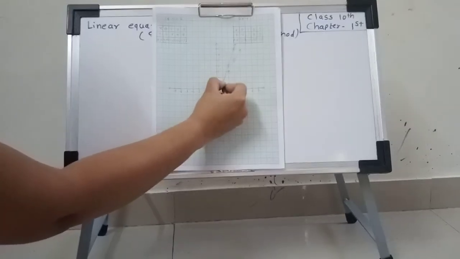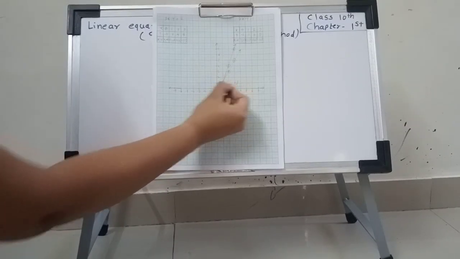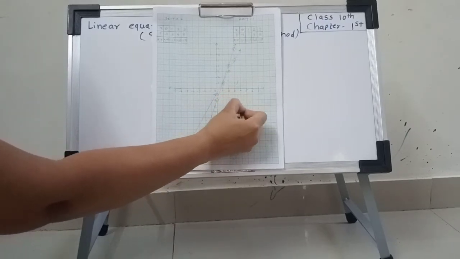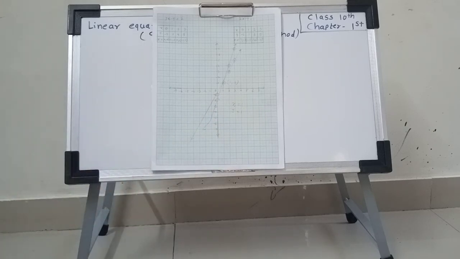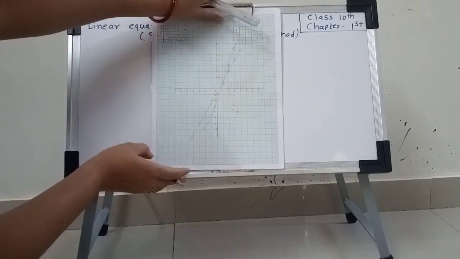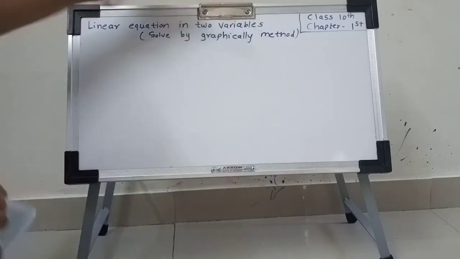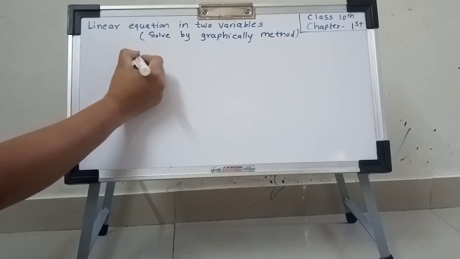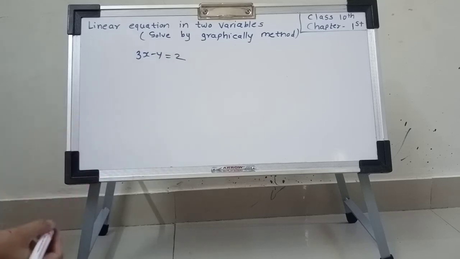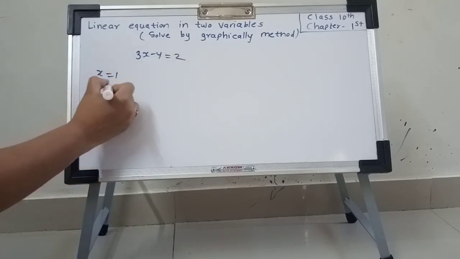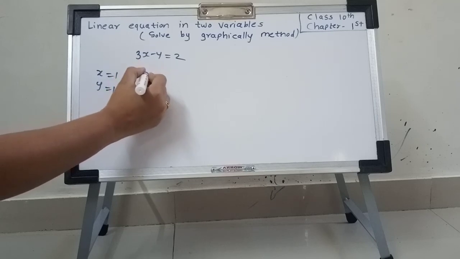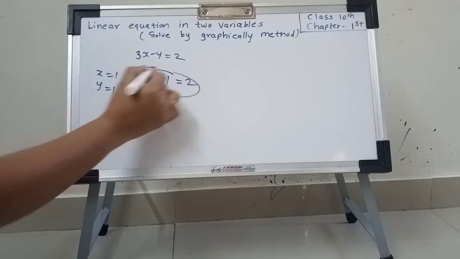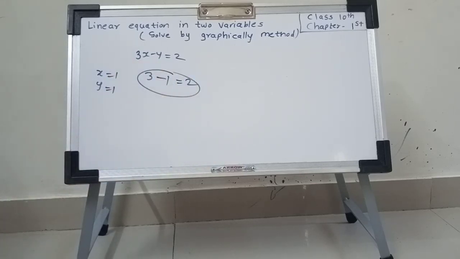Both the lines touch here at this point (1, 1). Means our solution of the linear equations is x is equal to 1 and y is equal to 1. Understand? We can plot all the equations the same way. Our equation is 3x minus y is equal to 2. Our solution is x is equal to 1, y is equal to 1. When x is equal to 1, 3 into 1, 3 minus y, 3 minus 1 is 2, means our solution is correct.